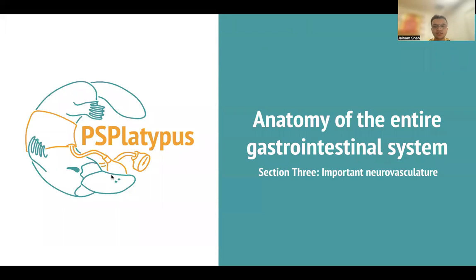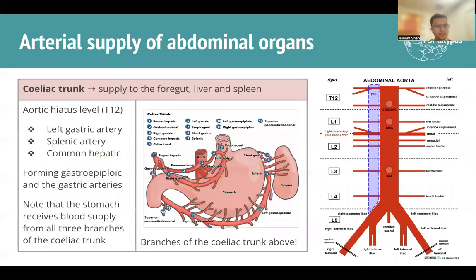All right, and finally, let's just cover the important neurovasculature when it comes to the gastrointestinal system. So hopefully you're still with me. We're going to just quickly cover the arterial supply. So just to give you a bit of context, I'm going to keep this diagram on the right-hand side there as I go through this. The three main branches of the abdominal aorta that we have are the celiac trunk, the SMA, the superior mesenteric artery, and the inferior mesenteric artery, in that order from superior to inferior. Now you can also see a couple of other branches that come off independent to these, and it's important just to know that they exist.